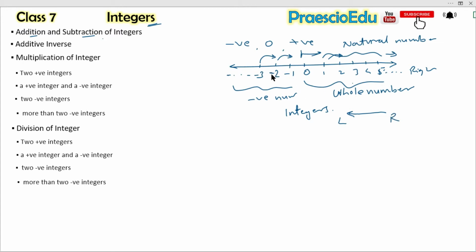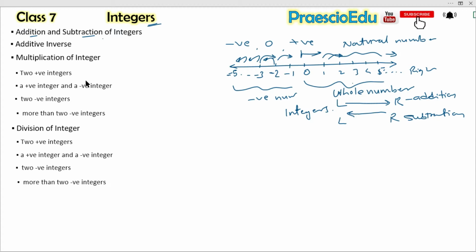Suppose minus 2, then we are subtracting 3. Minus 2 minus 3 means 1, then 2, then 3, and the number minus 5 comes. Means for subtraction we have to count the numbers from right to the left, and for addition from left to the right. From left to right, this is the addition and this is the subtraction. So this is the addition and subtraction.